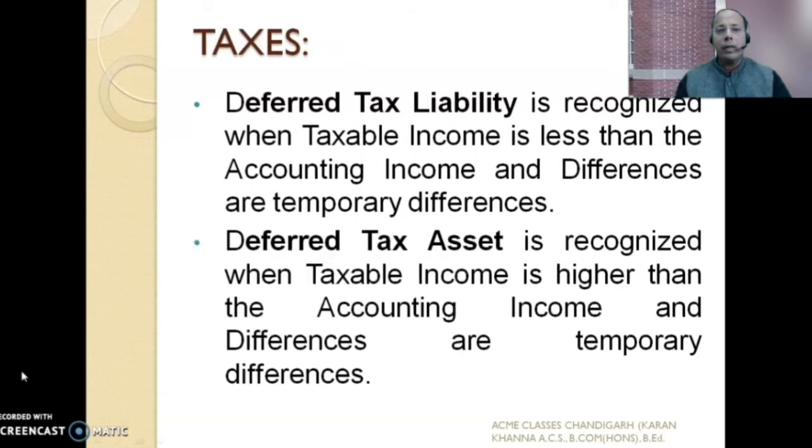Next comes the most important topic, and that is deferred tax asset and deferred tax liability. To understand the concept of deferred tax asset and deferred tax liability, you first need to understand the meaning of two terms, accounting income and taxable income. Accounting income is the income as calculated by the company for itself by its accountants at the end of each financial year, whereas taxable income is accounting income adjusted for tax rules as laid down in the Income Tax Act.